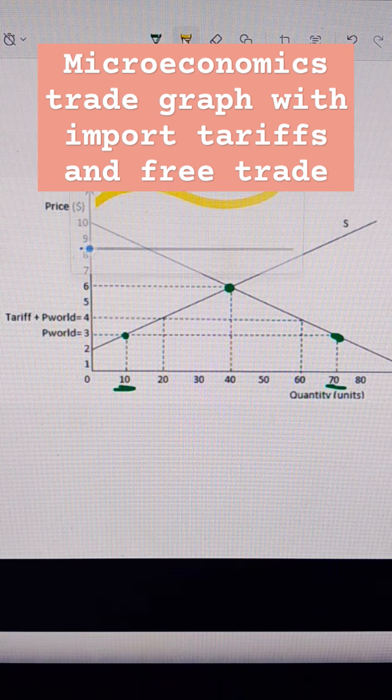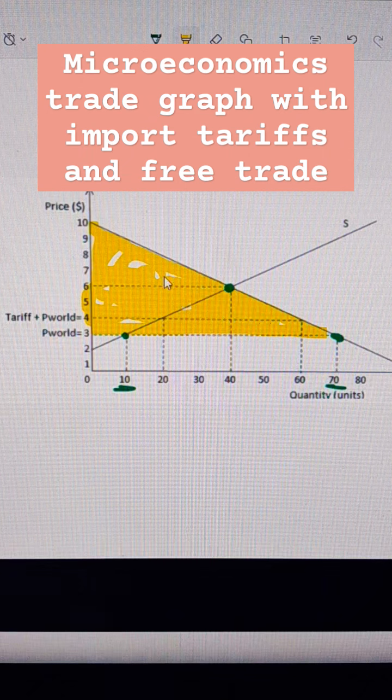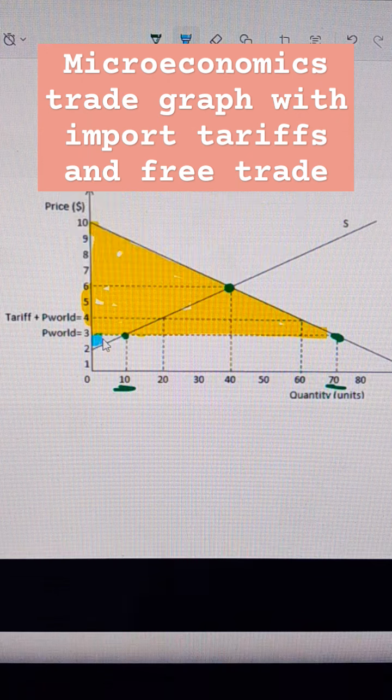Let's look at their consumer surplus. The consumer surplus is the difference between the demand curve, which is for consumers, and the price that they pay. They're going to pay that world price. So the consumer surplus is going to be this entire yellow thing that I'm highlighting, this big yellow triangle. Okay, this is an importing country. They're going to get cheaper stuff. The domestic producer surplus is going to be this little green triangle right here.